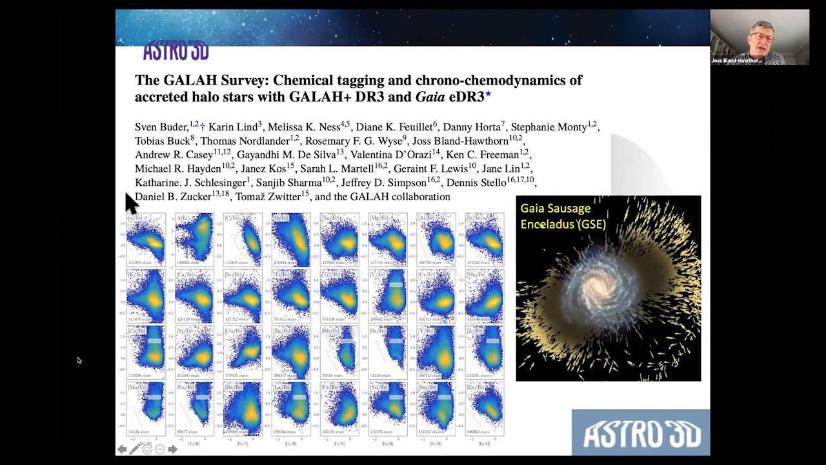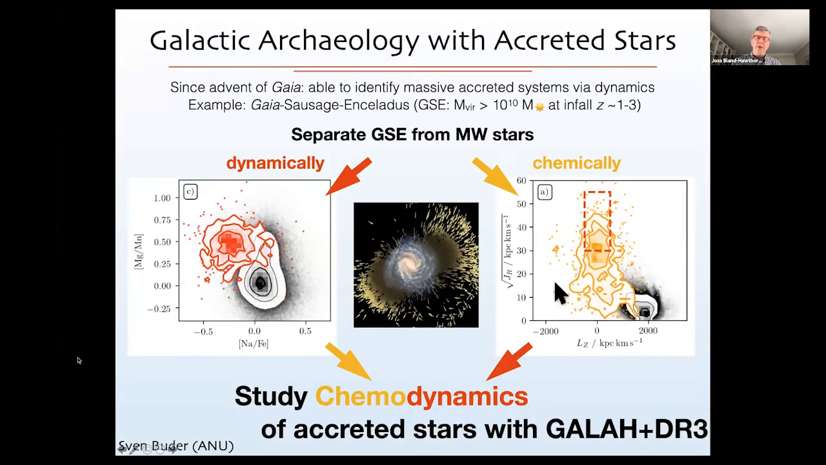And the GALAH DR3 survey gives you elements like alpha to iron, iron to hydrogen, lithium, carbon to iron, and so on. There are many elements, of course. We're able to use this survey with the Gaia kinematics to establish whether we can determine chemical tagging of this particular system as well. And we do that quite successfully. This is coming up in Sven's short talk later today, where we identify, for example, magnesium to manganese, sodium to iron, and the stars in GSE are offset with respect to the background.